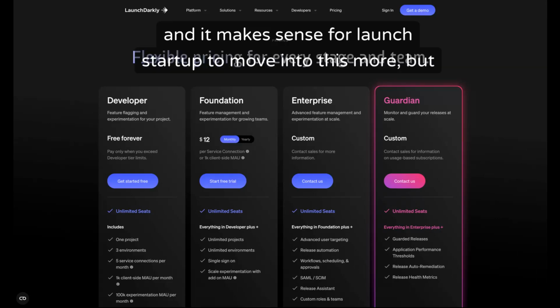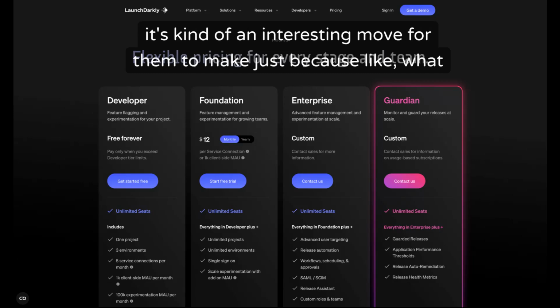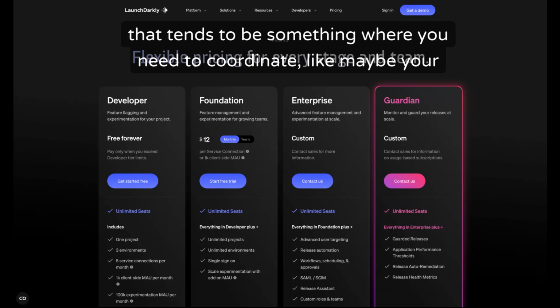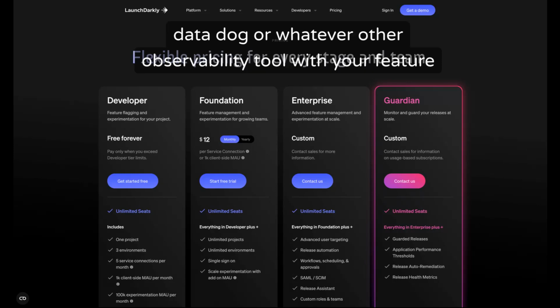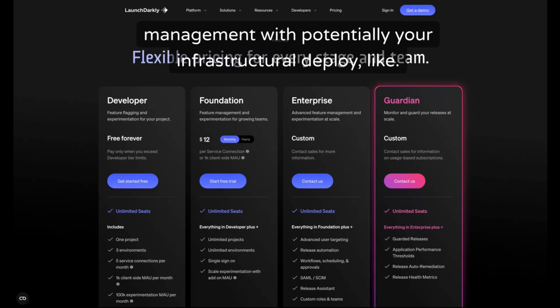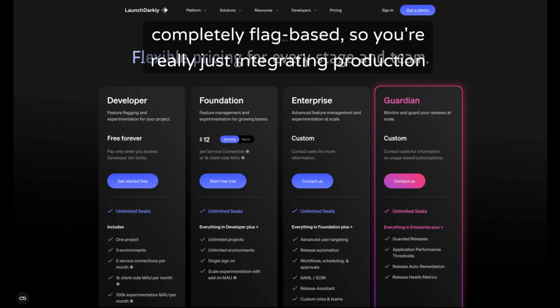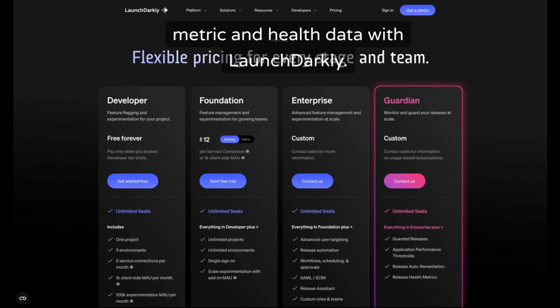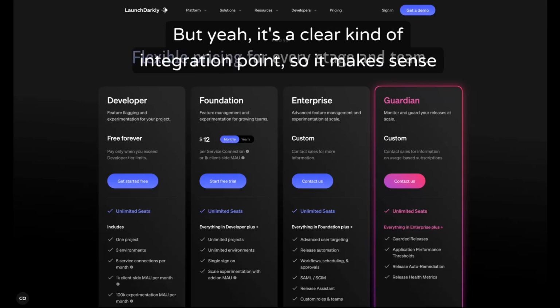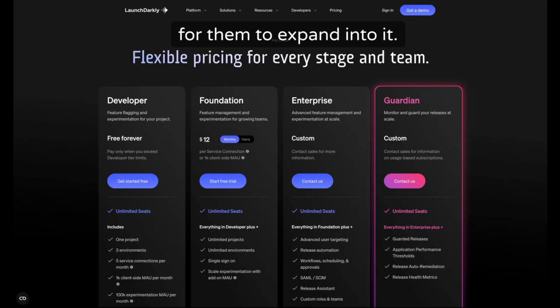And it makes sense for LaunchDarkly to move into this more, but it's an interesting move for them, because what makes that hard, at least at the companies I've been at, is that you need to coordinate maybe your Datadog or whatever other observability tool with your feature management, with potentially your infrastructural deploy. Probably this is based around a way where your deployments are completely flag based. So you're really just integrating production metric and health data with LaunchDarkly. But yeah, it's a clear integration point. So it makes sense for them to expand into it.